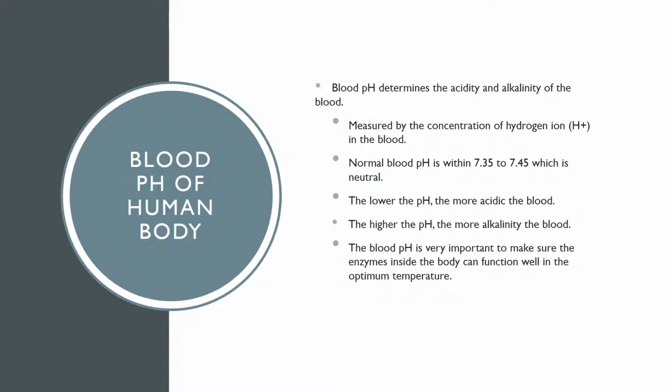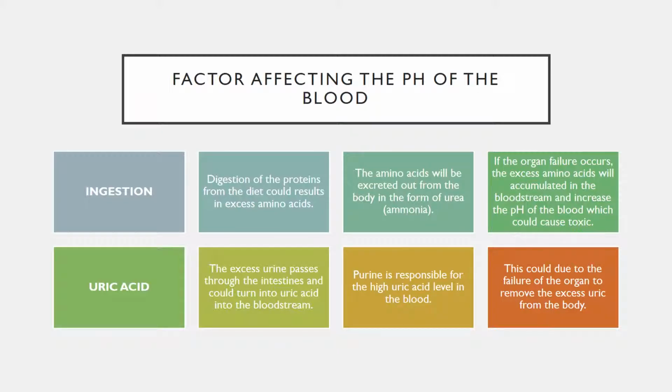The blood pH is very important to make sure the enzymes inside the body can function well at the optimum temperature. There are several factors affecting the pH of the blood. Firstly is ingestion. Digestion of proteins from diet could result in excess of amino acids. The amino acids will be excreted out from the body in the form of urea or ammonia. If organ failure occurs, the excess amino acids will accumulate in the bloodstream and increase the pH of the blood, which could be toxic.